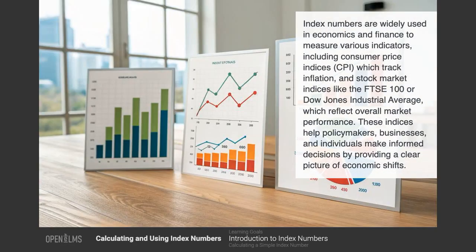Index numbers are widely used in economics and finance to measure various indicators, including consumer price indices, CPI, which track inflation, and stock market indices like the FTSE 100 or Dow Jones Industrial Average, which reflect overall market performance. These indices help policymakers, businesses, and individuals make informed decisions by providing a clear picture of economic shifts.